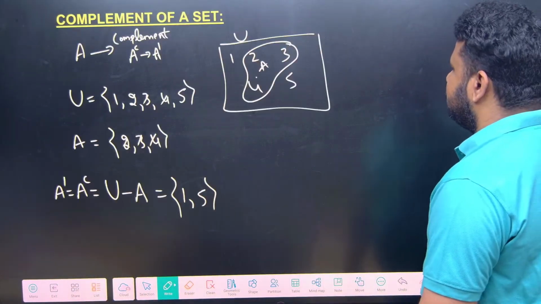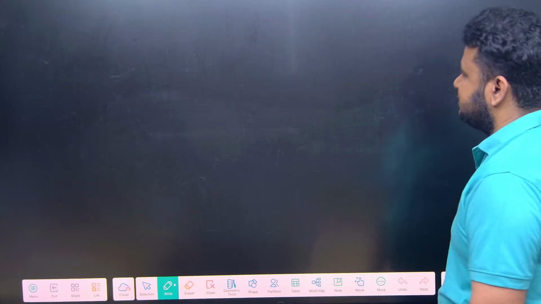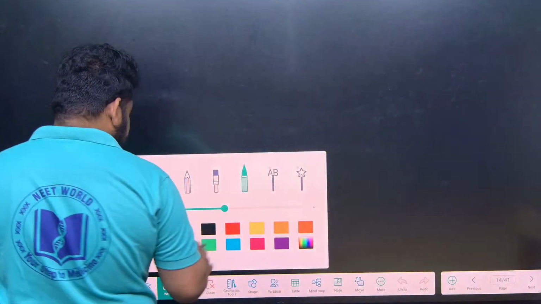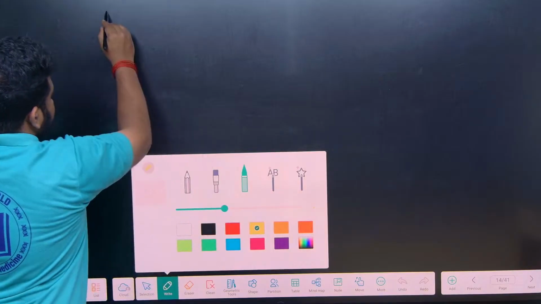But before we go to complement of a set, we should know what is difference of a set. What is difference of a set?